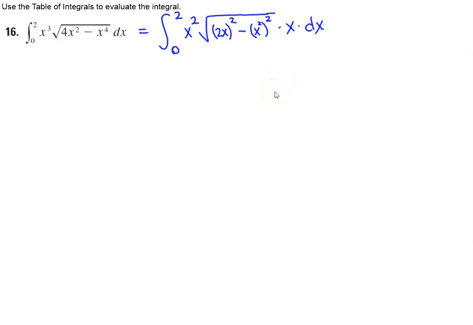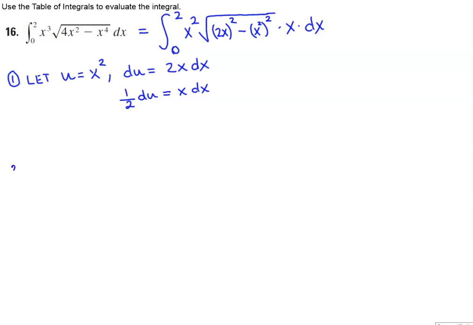So we're going to let u equal x squared, and therefore du is going to equal 2x dx. And so what that'll allow us to do is then find out what this x dx is. We can divide both sides by 2. So 1/2 du is going to equal x dx.